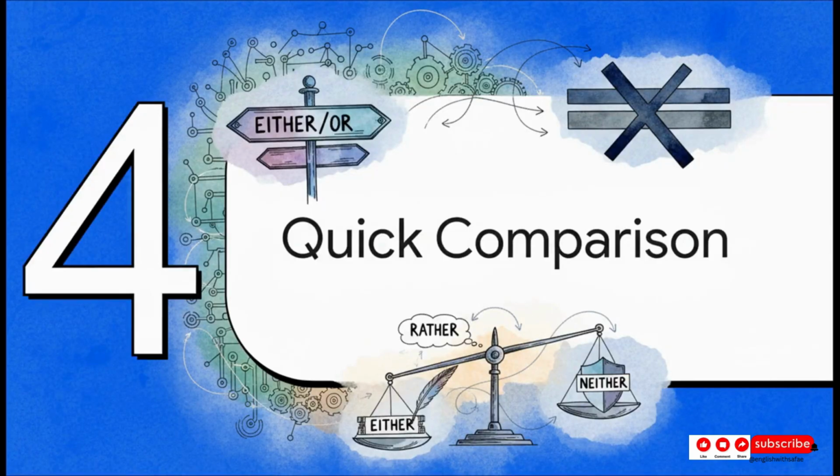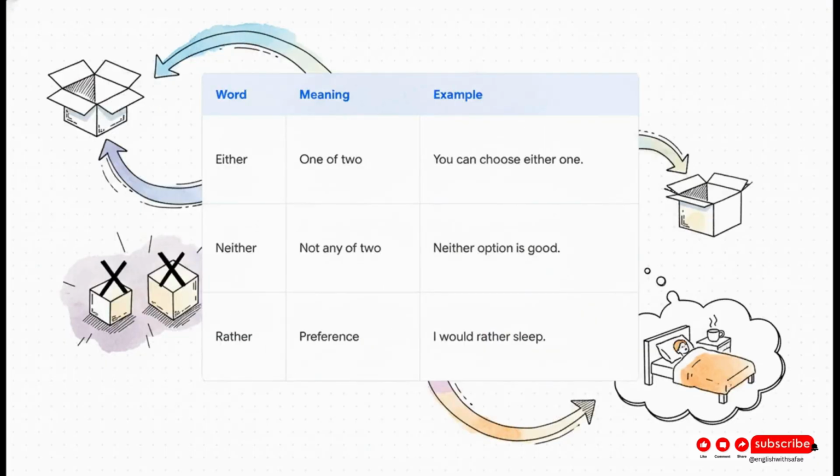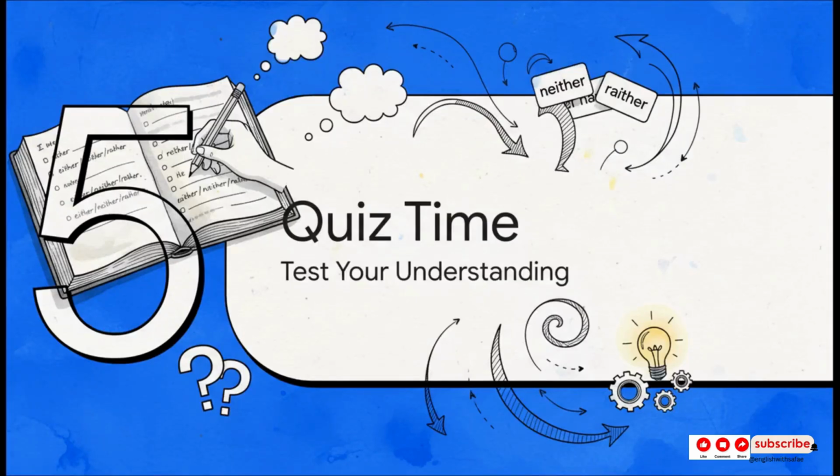Okay, so we've looked at them one by one, but now for the real magic. Let's put them all side by side and see how they stack up. This is where it's all going to click into place. Just look at this simple breakdown. Either is all about choosing one of two. Neither is about choosing 0 of 2, and rather is just about stating your preference. When you see it laid out like this, the difference is so clear, right? It's all about options, rejections, and desires. That's the key.